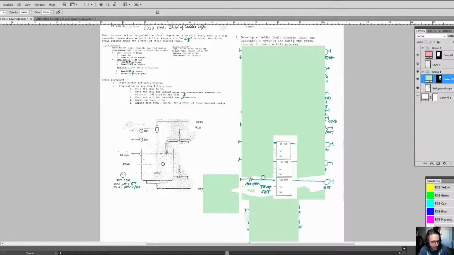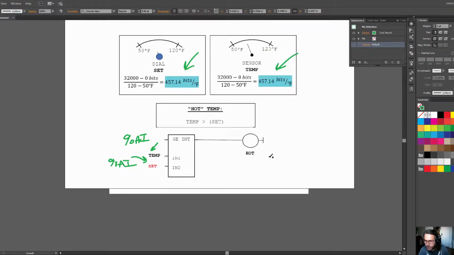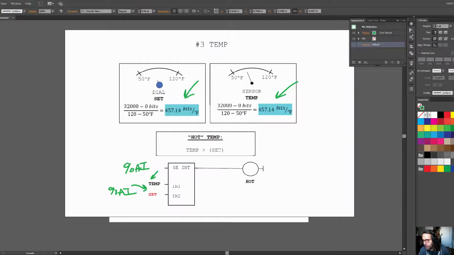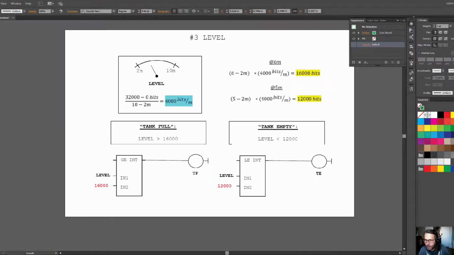Okay, let's look at the other variables here. Those are going to be the levels. With the levels, there's no dial. There's just hardwired set points. So the difference is with the temperature, there's a user-controlled set point. Here, these are built in. We've got the 6 meter and the 5 meter set points.